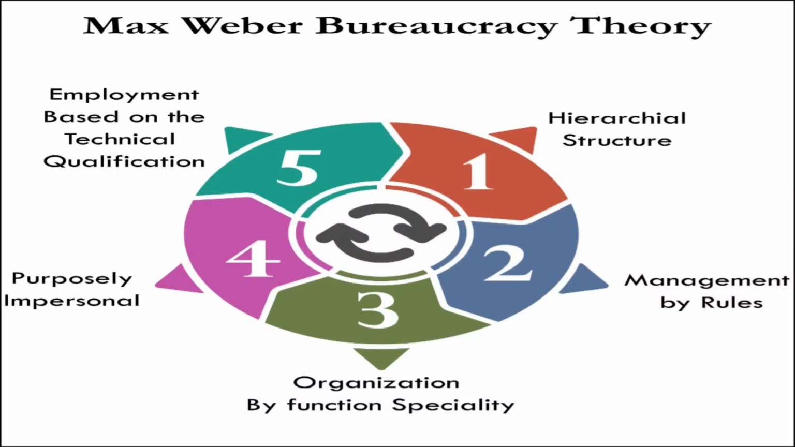Number 2 is management by rules. If we are doing management, we have to use rules. Number 3 is organization by function specialty. Means we have to run the organization by function specialty. Means the one who is doing the function well can be any manager or leader. Number 4 is purposely impersonal. What does impersonal mean? The individuals who are working there should be purposeful, means positive effects, benefit, or simply we can say.